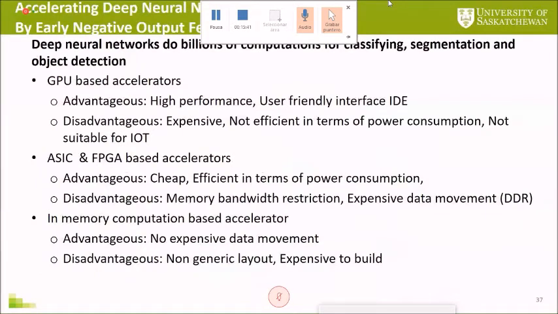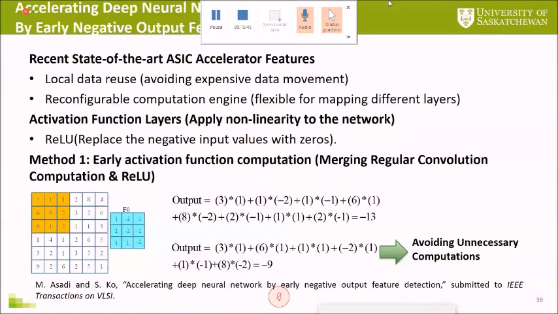This one shows, look at method 1. The yellow box shows the numbers, and F0, the light blue one, shows the matrix multiplication. Now you have to do all the calculation to get the -13. But if you reorder the numbers, trying to multiply the positive numbers first, and if you get a negative number, then you don't have to continue the remaining computation because it's going to be negative anyway. So by avoiding unnecessary computations, we can certainly decrease the computation time and reduce the power consumption significantly.